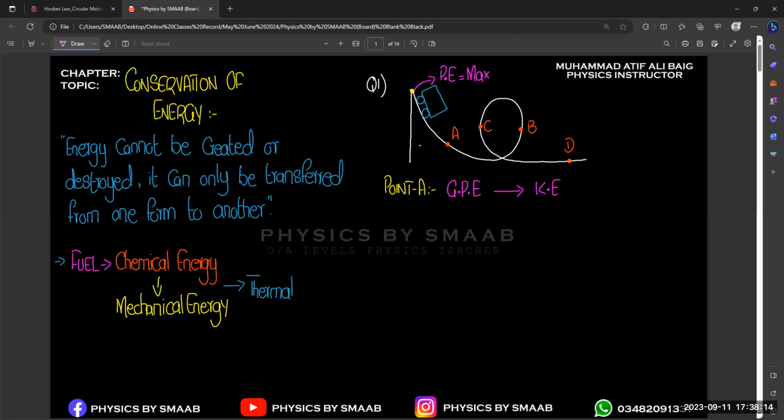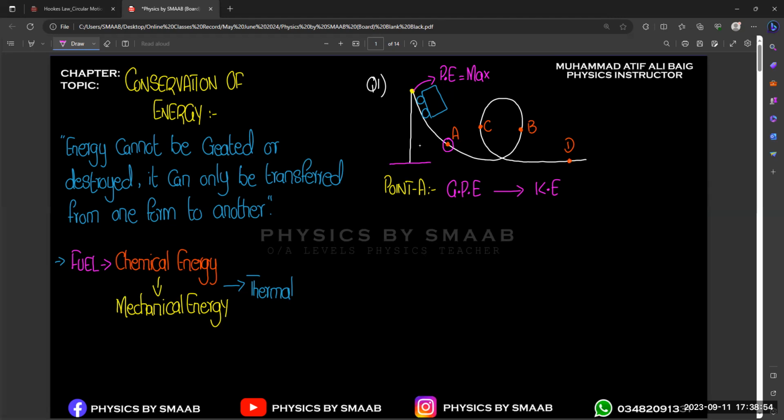And when we reach point A, the toy car starts to move. When a body starts to move, the energy due to the motion of the body is known as kinetic energy. So at point A, your gravitational potential energy starts to convert into kinetic energy, right? It is not completely converted into kinetic. Still, it has some potential because it is at a certain height right now. But at point A, your gravitational potential energy simply converts into kinetic energy, right?